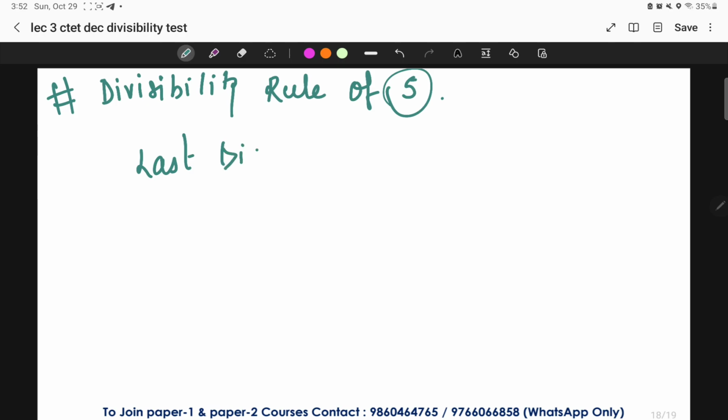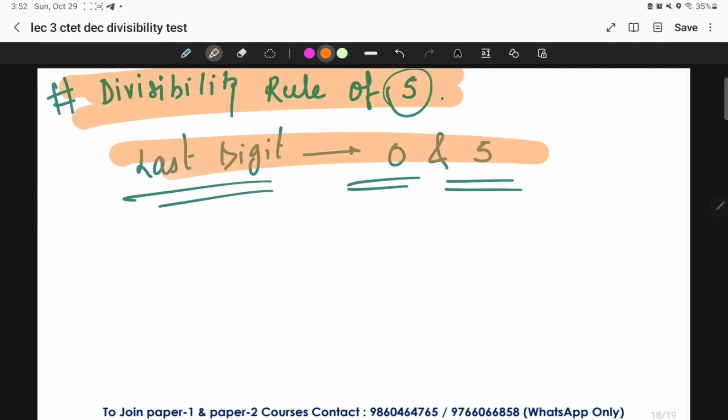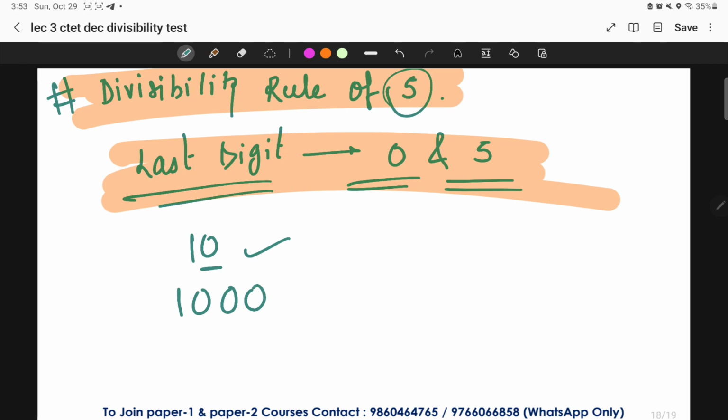If the last digit of any given number is 0 or 5, then that particular number is divisible by 5. For example, 10 is divisible by 5 because the last digit is 0. In the case of 10,000, the last digit is what? 0. So this is also divisible by 5.